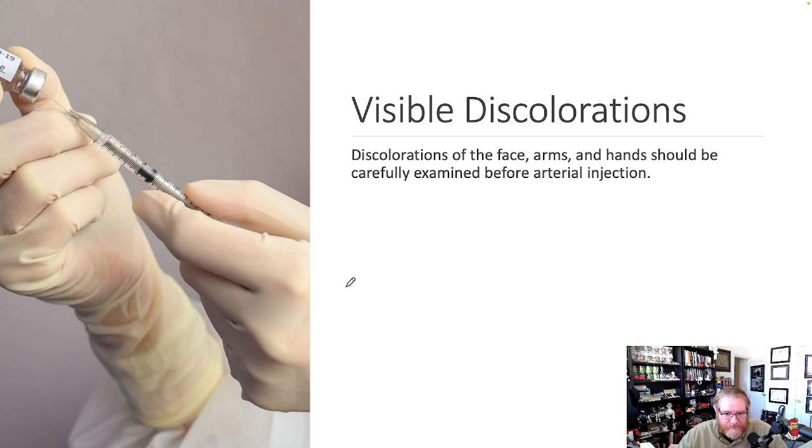Discolorations of the face, arms, and hands should be carefully examined before arterial injection. And the reason is, you're going to want to know if this is clearing or not, because if it clears, then you know you're getting the job done. If you aren't paying attention and you don't know if it's clearing or not, if that was there prior or whatever, that is an issue.